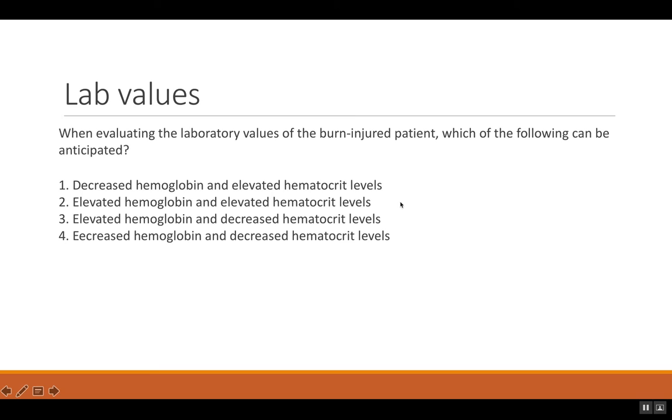Here's a good question: when you're evaluating the lab values of a burn-injured patient, which of the following can be anticipated? The answer is 1. We just talked about the hematocrit levels. Your hemoglobin levels are often going to be reduced in response to the hemolysis of red blood cells, but your hematocrit levels are going to be elevated secondary to hemoconcentration and fluid shifts from the intravascular compartment. Basically, your body has less fluid and it's more concentrated. So you will have a low hemoglobin but an elevated hematocrit.